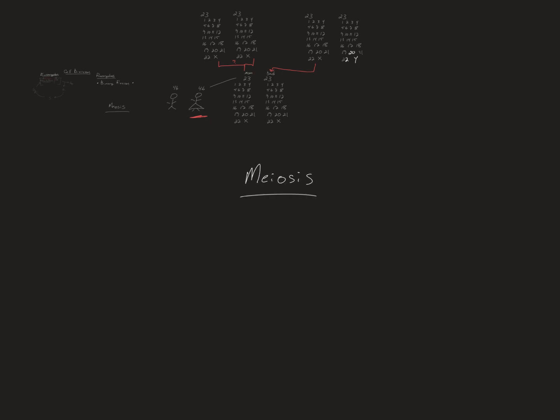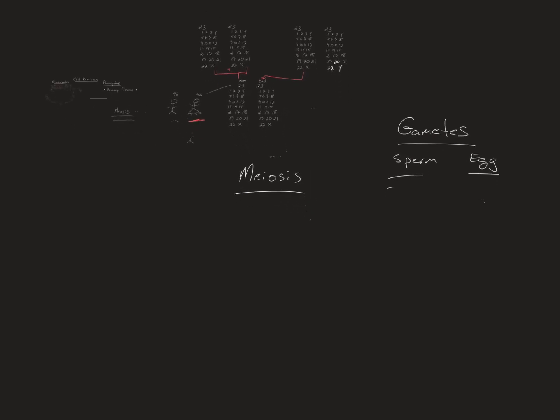Why do we have to divide it in half into what's called gametes? Why do we have to make gametes at all? We have, in humans, a sperm and an egg. Why do we have to have sperm and eggs at all? Yeah. That's right. So the chromosome number stays at 46.